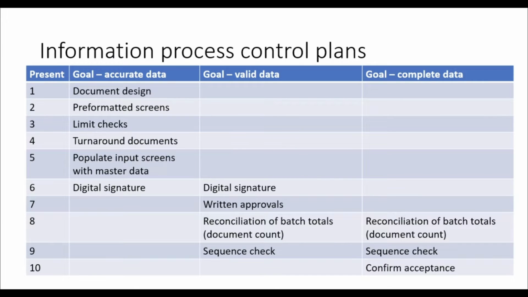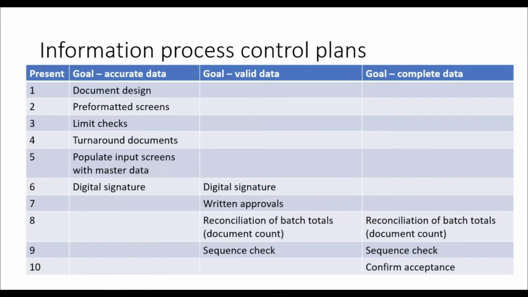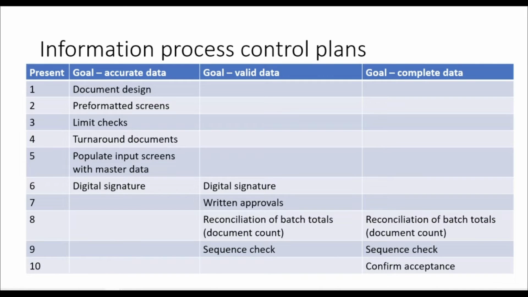Control plans have three goals: to make data accurate, valid, and complete. There are certain control plans such as document design, pre-formatted screens, conducting limit checks, turnaround documents, populating input screen with master data, that assist in making data accurate and valid. Digital signatures assist in making data accurate and valid. And obtaining written approvals assist in valid data.